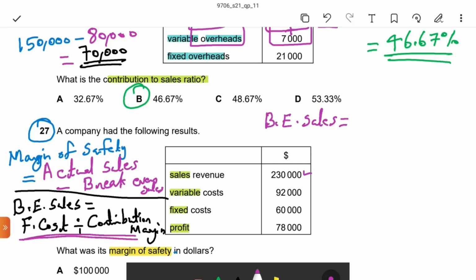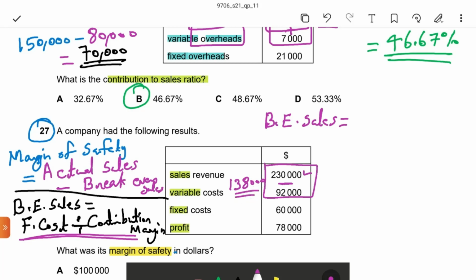Fixed cost divided by contribution margin. So first we have to calculate the contribution margin. Selling price minus variable cost is equal to contribution. 230,000 minus 92,000 means 138,000. That is the contribution, 138,000.